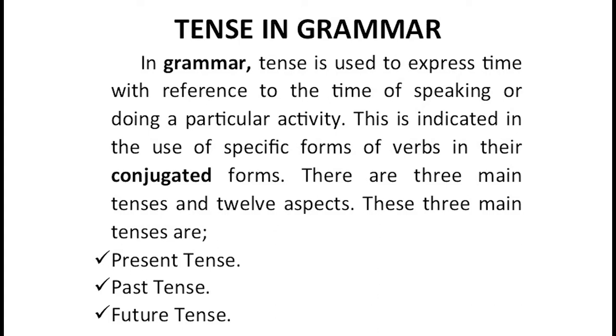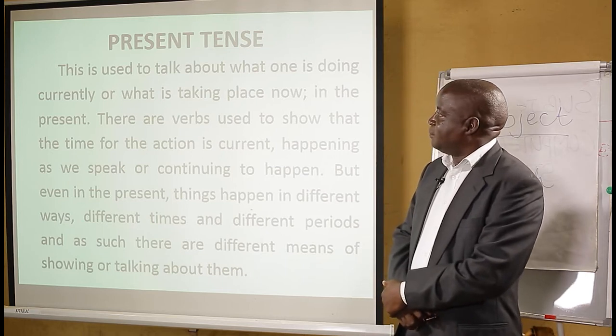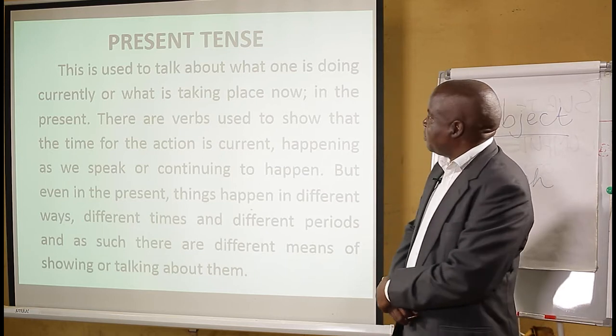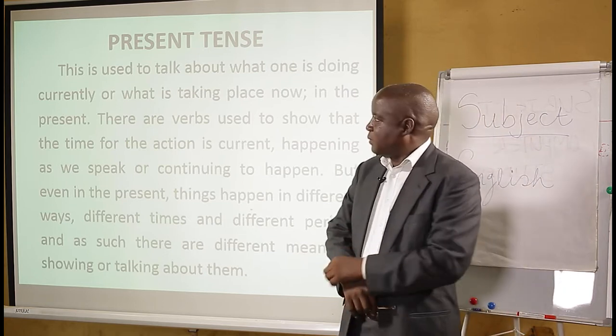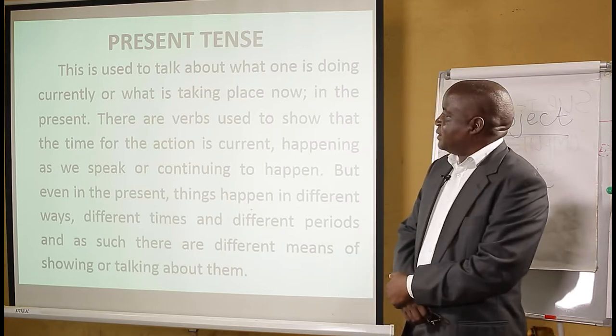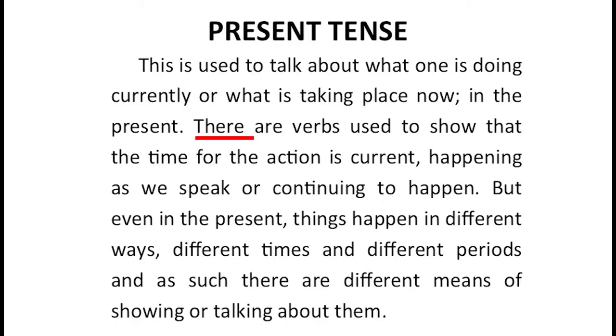There are 3 main tenses and 12 aspects, but today we will take just one. Now, these 3 main tenses are present tense, past tense, and future tense. Present tense. The present tense is used to talk about what one is doing currently or what is taking place now. In the present, there are verbs used to show that the time of the action is current, happening as we speak or continuing to happen.